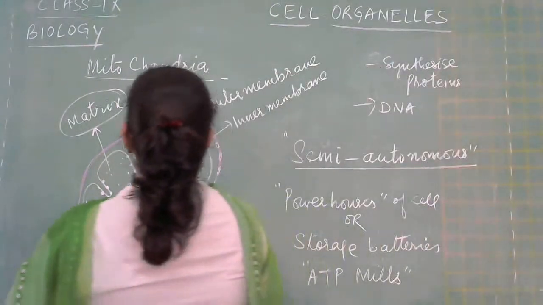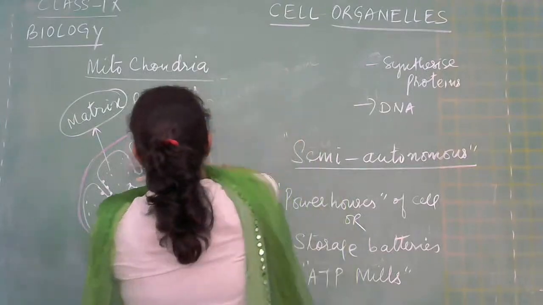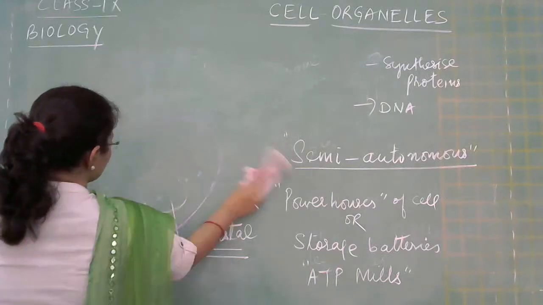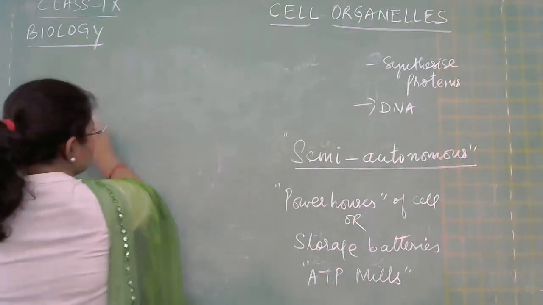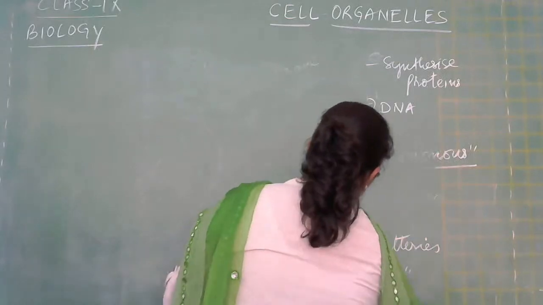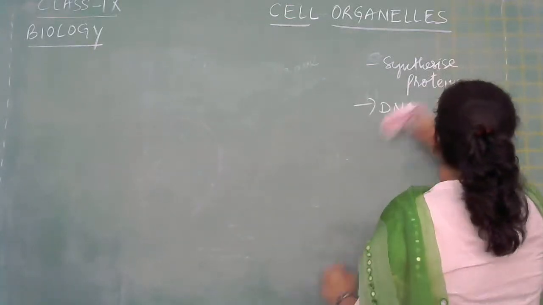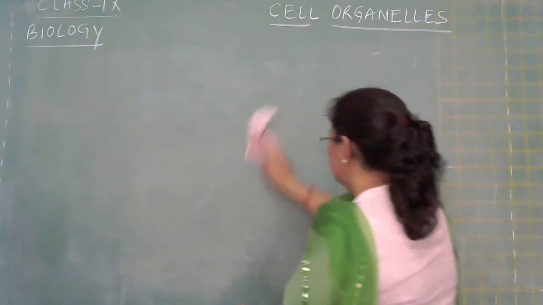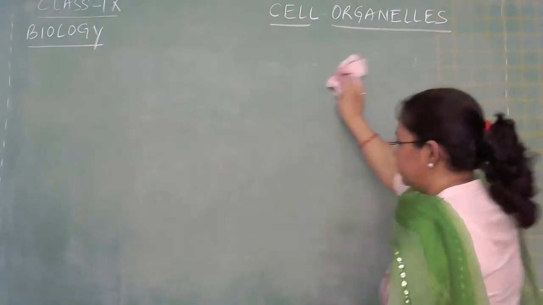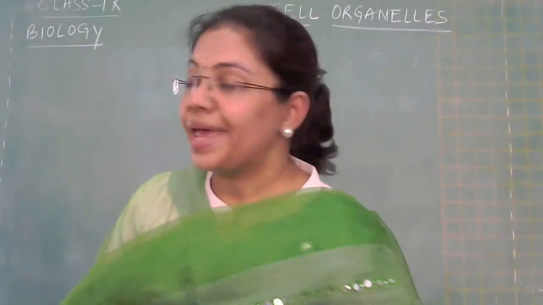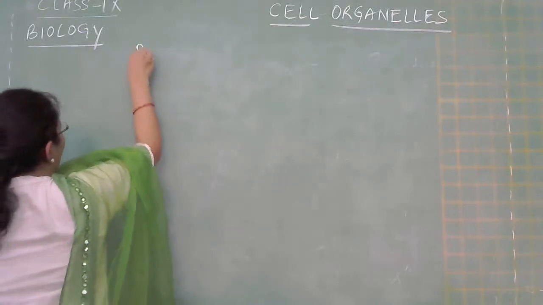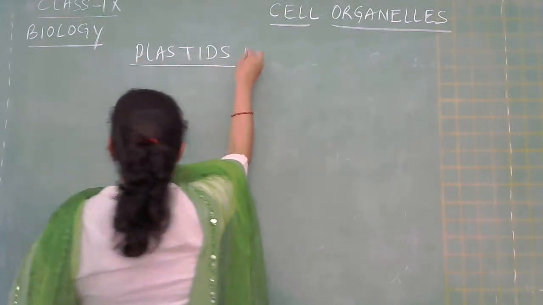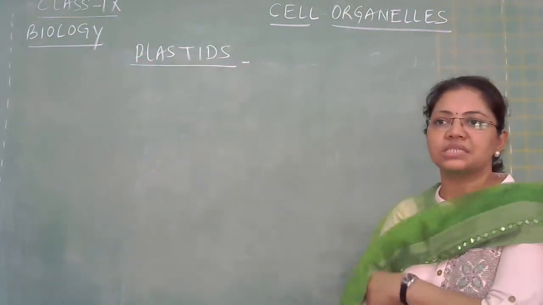Okay, let's move on to the next cell organelle. The next is cell organelle. So now the next cell organelles are plastids. Yes. The next cell organelles are plastids.